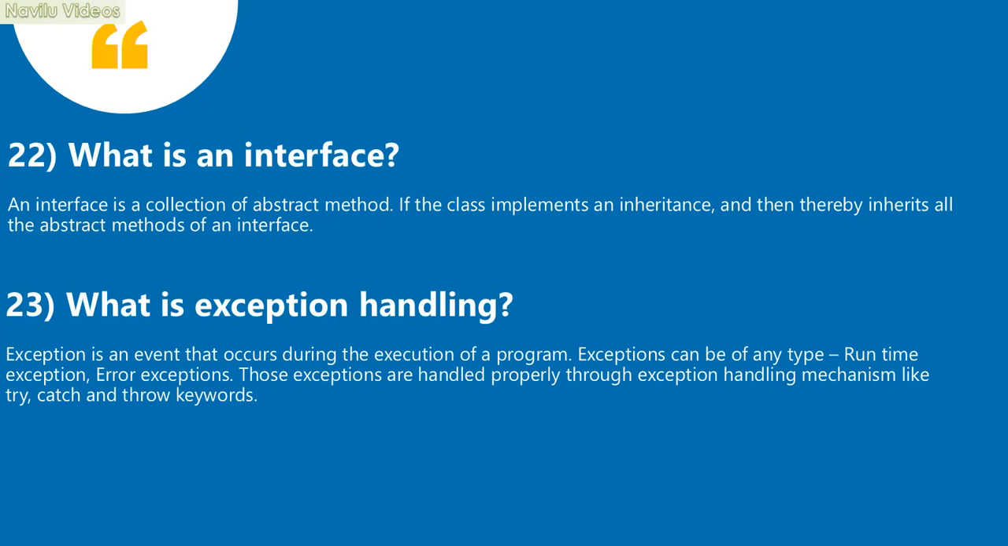23. What is exception handling? An exception is an event that occurs during the execution of a program. Exceptions can be of any type: runtime exceptions, error exceptions. Those exceptions are handled properly through exception handling mechanisms like the try, catch, and throw keywords.